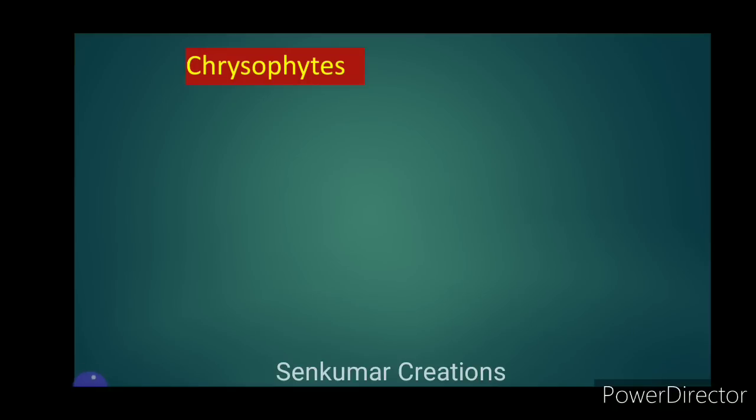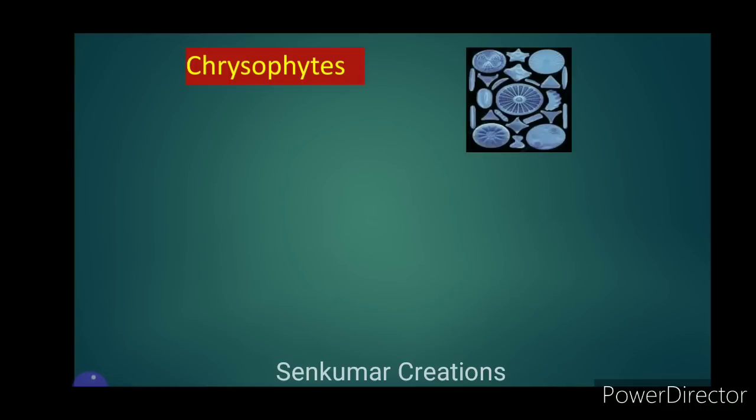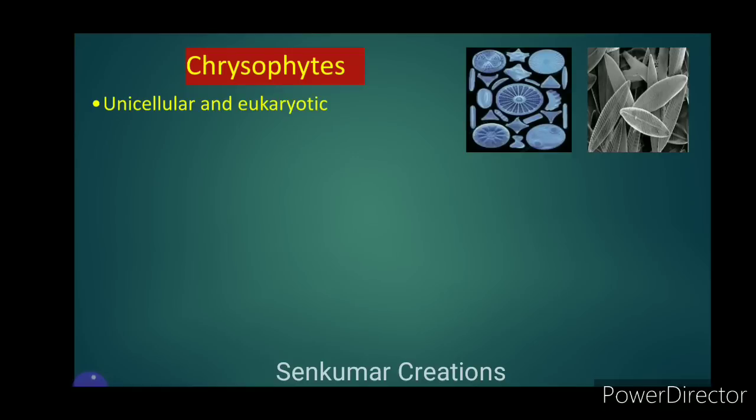So the first one, chrysophytes. You can see these pictures very clearly about the chrysophytes. Some examples are given for you. Chrysophytes are unicellular organisms, and we are studying about the Monera, right? They are eukaryotic organisms. As I told you, the meaning of the word eukaryote is that they have a true nucleus. Don't forget. They are microscopic organisms, so we can see them only through the microscope. We can't see these unicellular organisms with our naked eye.